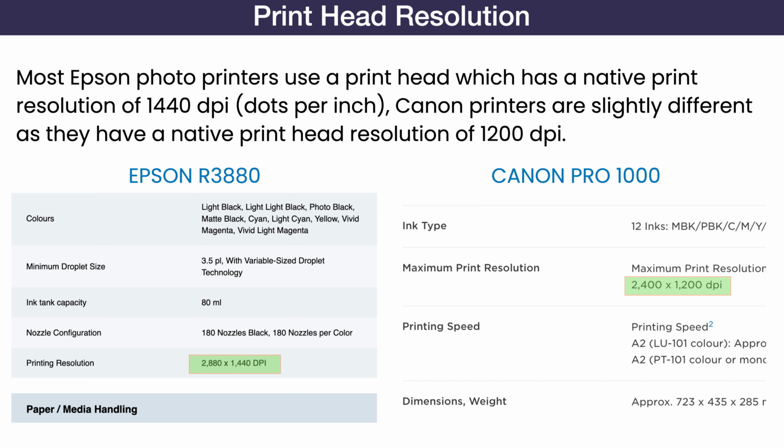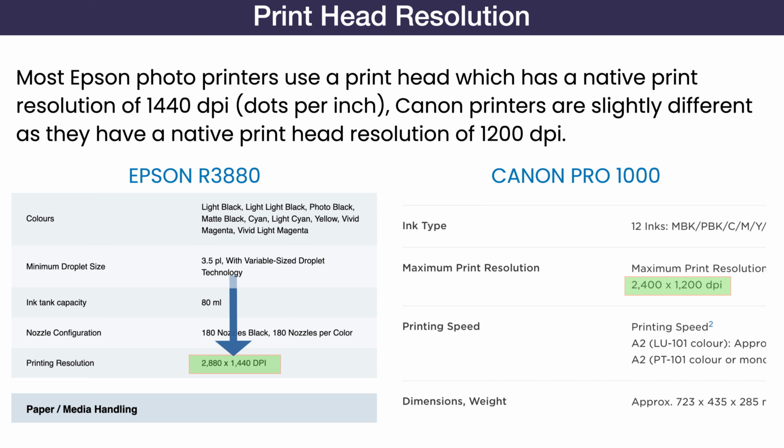So most Epson photo printers use a print head which has a native print resolution of around 1440 dots per inch or droplets per inch. Canon printers, on the other hand, are slightly different, as they use a native print head resolution of around 1200 dots per inch. And we can see that by looking at the specifications for each printer.